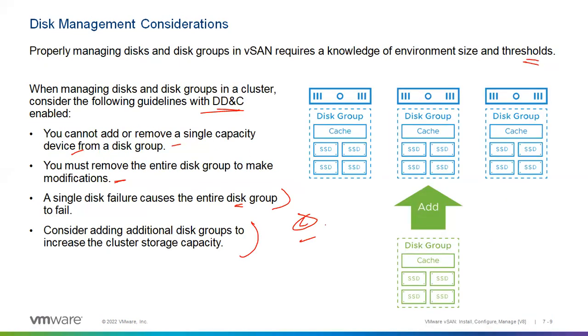But again, I want to take one more example. If the cache disk fails, it automatically fails the entire disk group. Yes, so you have to recreate the disk group. When you are replacing the cache device, it will ask you to add the cache along with recreating the disk group as well.